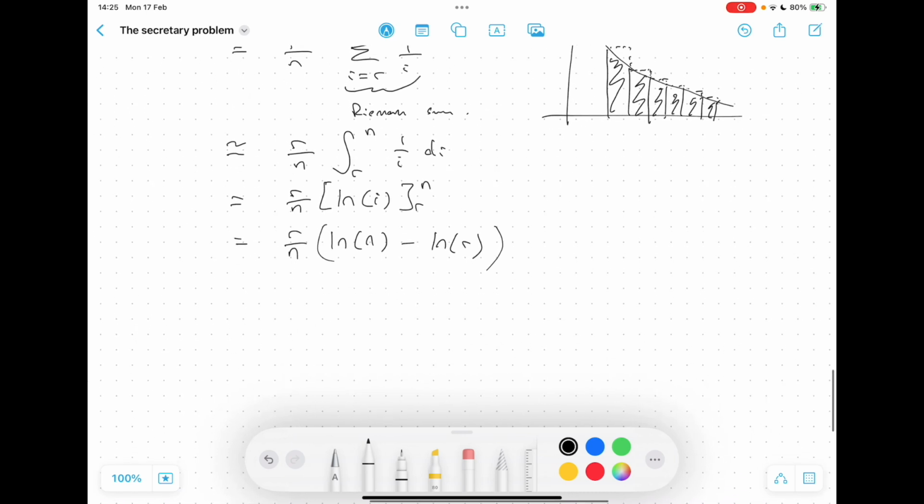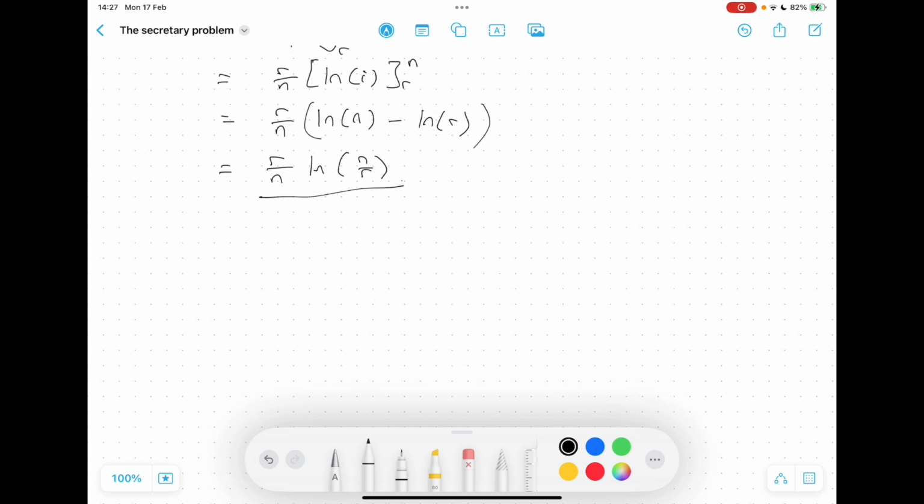Let's not forget the brackets, and then rewrite that in turn. If you know your laws of logs, ln of n over r. Actually, I can write that a bit better. So ln of n over r, right? And so we have this expression, and we want to optimize this. So that means find the value of r that actually makes this, let's call it star, the greatest, right?